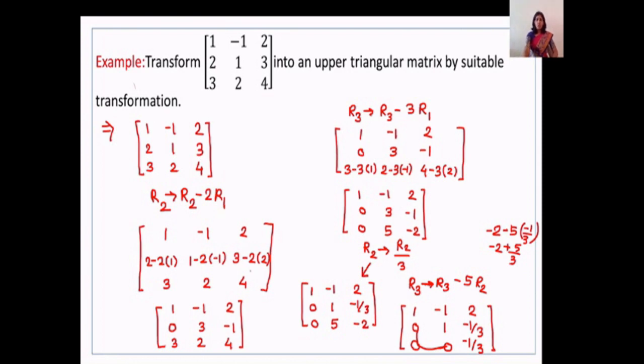So this is our first lecture of the topic matrices. In this topic we studied types of matrices, and elementary transformations of these matrices. 3 transformations, that is, first is how to interchange row and column. Second is how to multiply the row by any non-zero scalar, and third how to add 2 rows or 2 columns, or how to subtract 2 rows or 2 columns, and some examples.